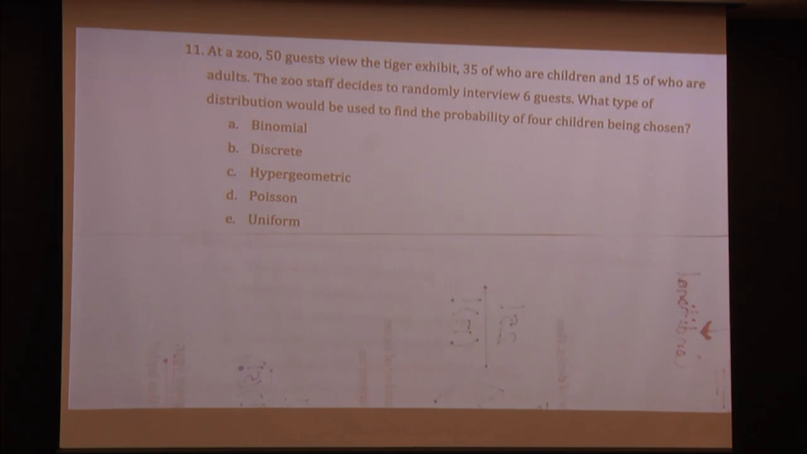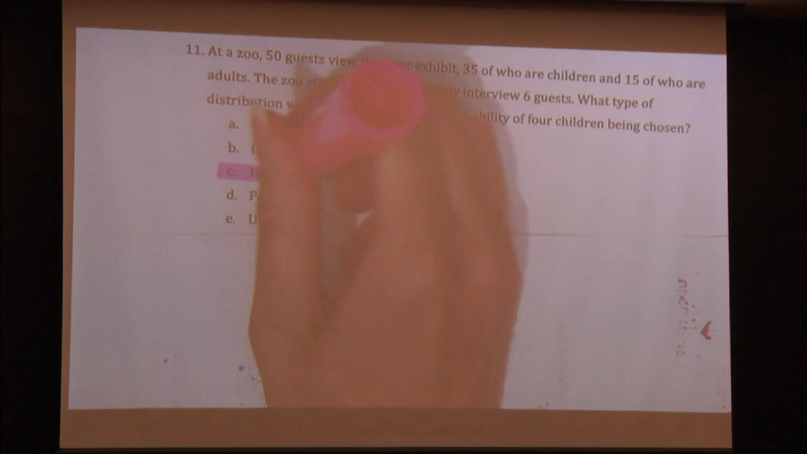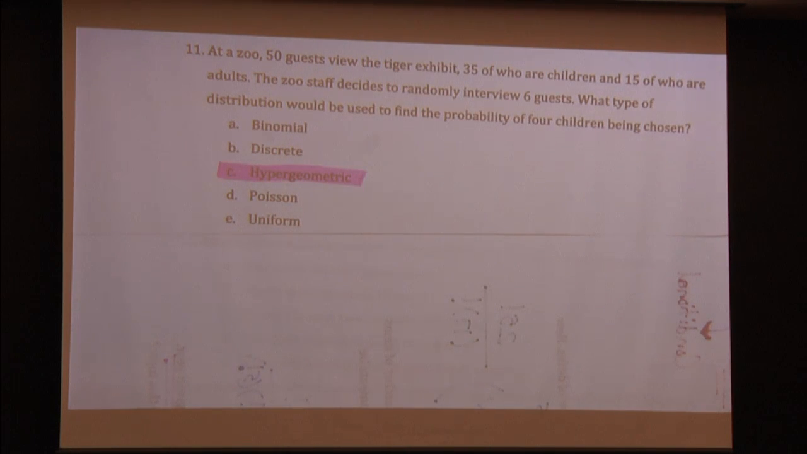So hypergeometric, why? They're only interviewing 6 guests. Zeus math decides to randomly interview 6 guests of the 50. So we're sampling a subset, and we're asking about the composition of our sample. So that's one point.